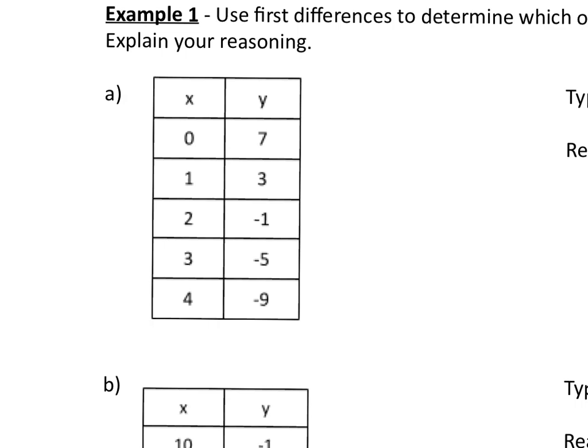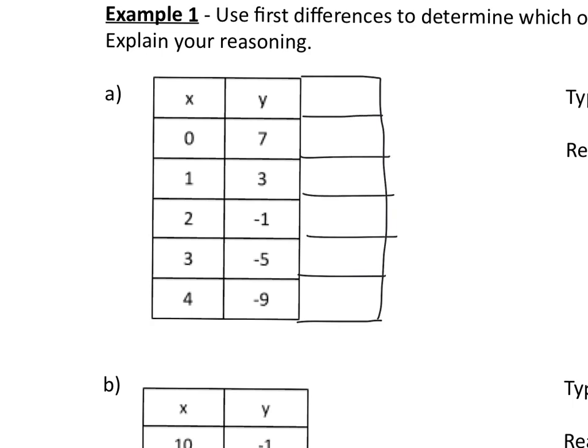So in my table, I see that I have a column of x values and I have a column of corresponding y values. When we calculate first differences, we are only going to be working with the data points that are in the y column. So the first thing that we're going to do is add on a third column to our table, draw in all of the corresponding rows. And what you can do is block out this first row here. And I'm going to call this FD, which stands for first differences.